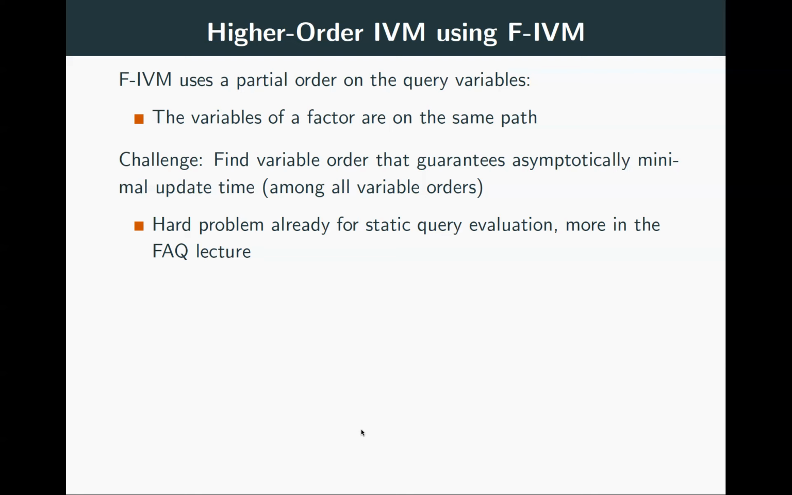So now a challenge is, can we find the variable orders that guarantee asymptotically, let's say, a minimal representation of such a factorization or the update time? And the answer is yes. If we look at the possible variable orders, we have a result that gives us this sort of optimality. Asymptotically, of course, not necessarily in practice. But in the FAQ lecture in a couple of weeks, you will get back to the problem of variable orders, and you'll see there how you can actually get a good variable order.